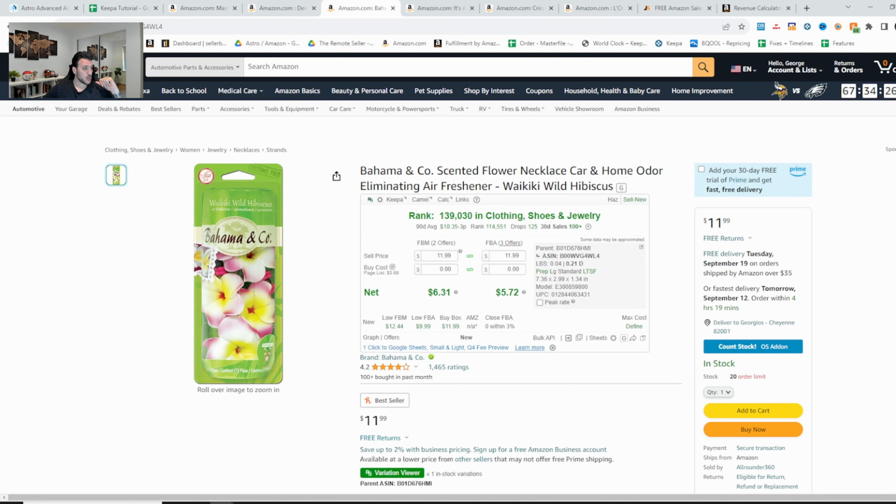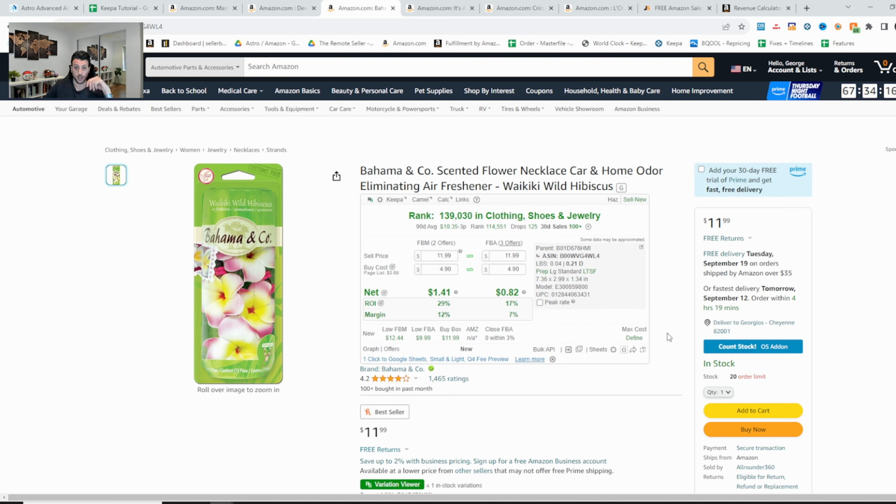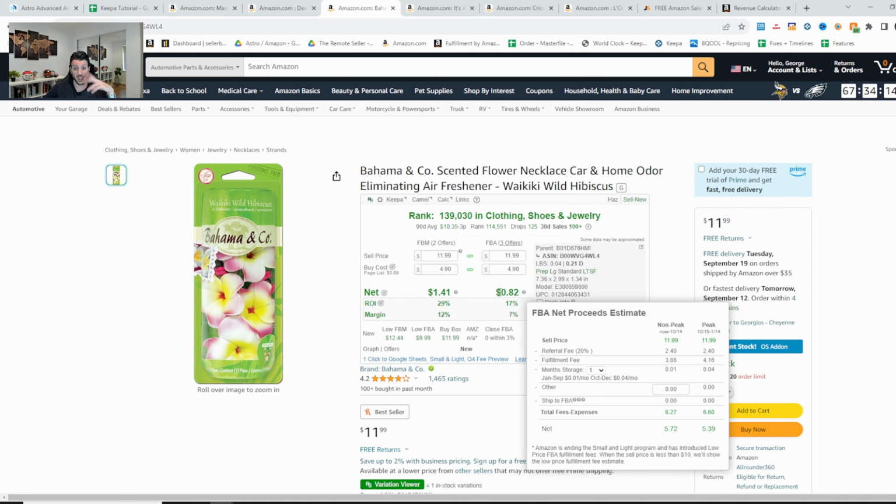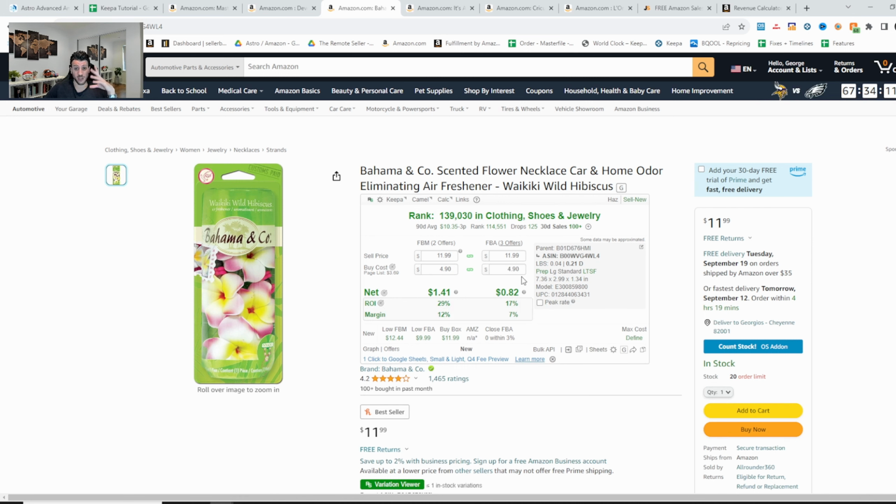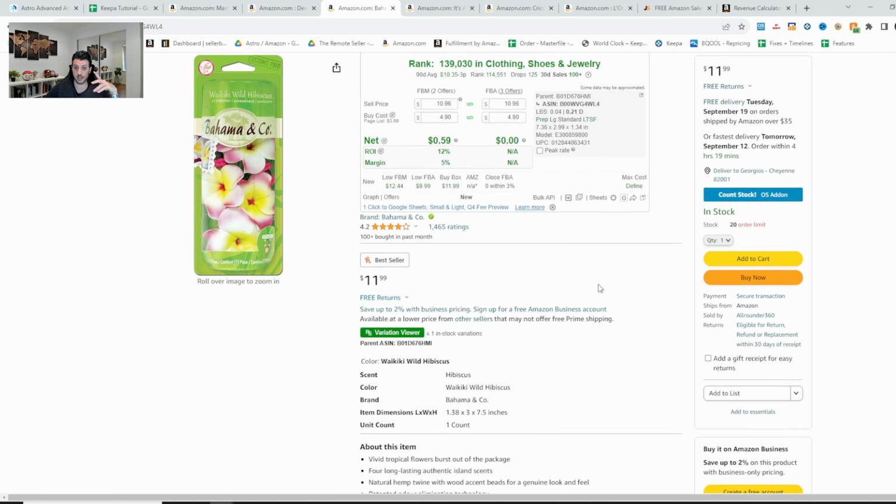Let's jump up to the next one. This one, we sourced this one at $4.90. So it has only 82 cents worth of profit. Based on that, I pretty much would discount this product and not consider it. But let's look into it a bit further. The break even will probably be roughly $11 or just under $11. $10.96. Okay, so $10.96.